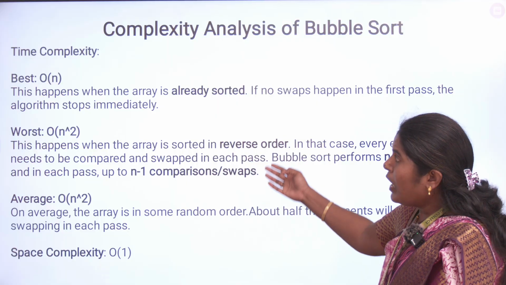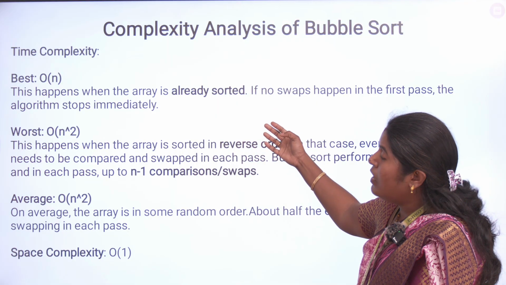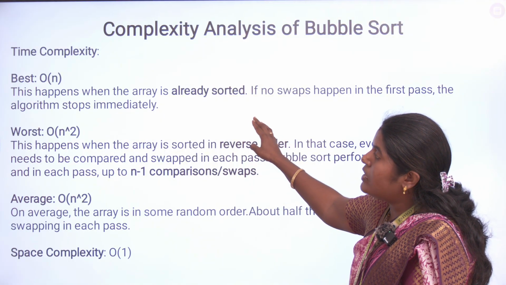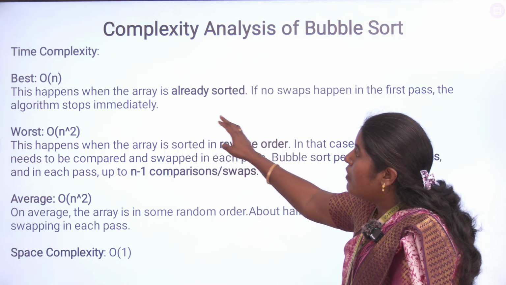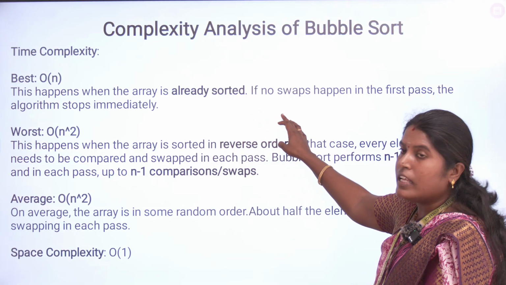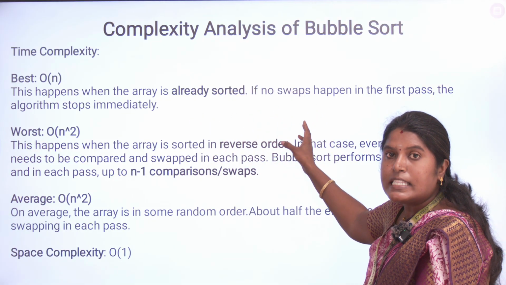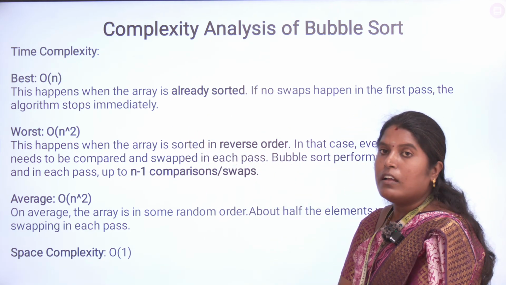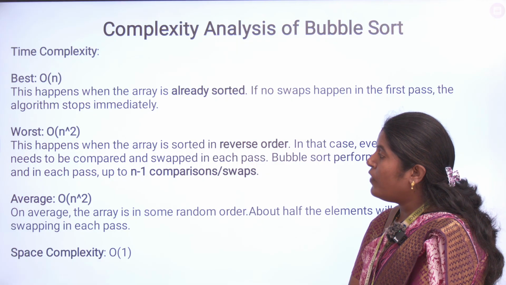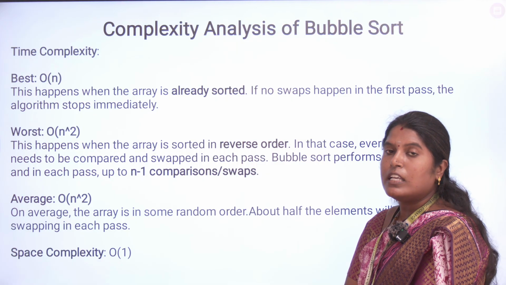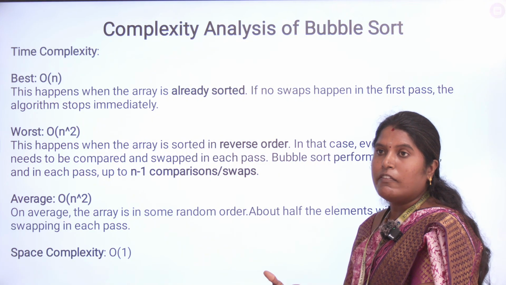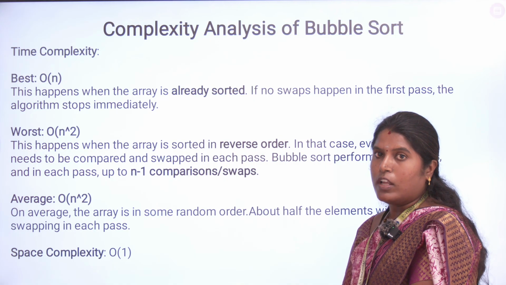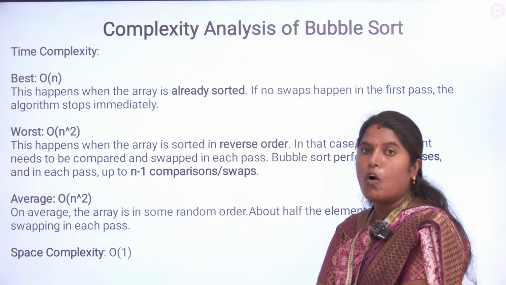The time complexity for bubble sort is given in terms of best case, worst case and average case. In the best case it takes O of n. This means that whenever the array is already sorted, there is no need for swapping, so it takes very little time for execution, so it comes under O of n. In the worst case, we get O of n square. This happens because the array is in reverse order. They have given the data items in reverse order, so it will take some time to arrange them in ascending order. So it takes a time complexity of O of n square.